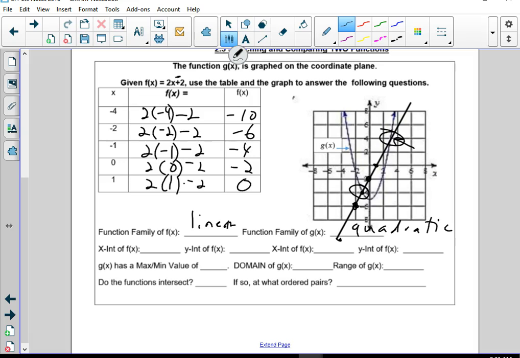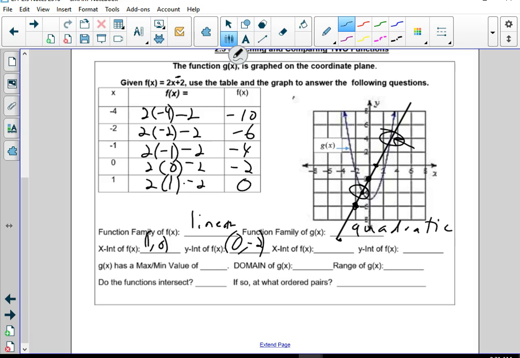Now the x-intercept of f of x is 1, 0. The y-intercept of f of x is 0, negative 2. In other words, where does the line cross the intercepts?